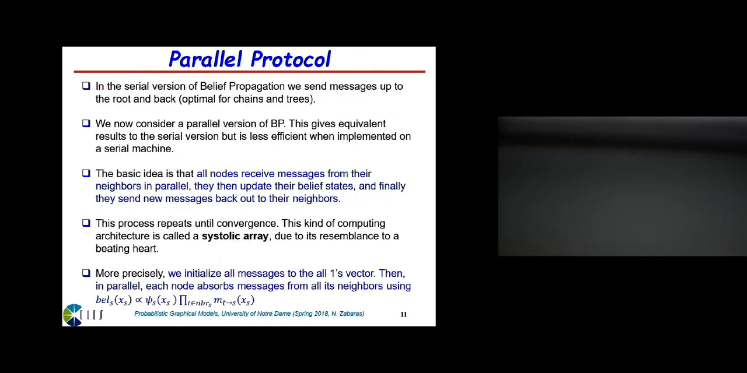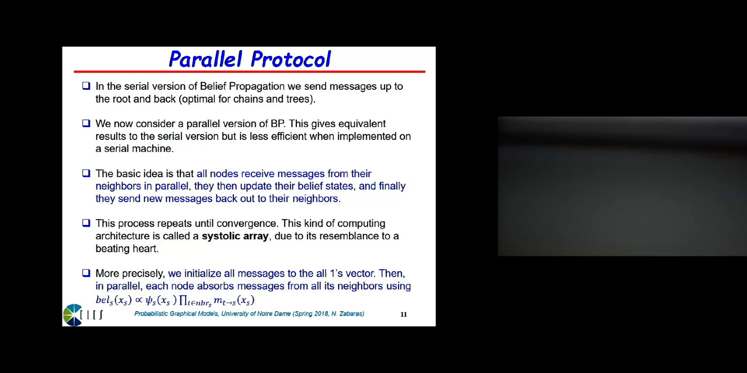All right, so the parallel protocol, basically, in simple terms. Here, we already explained it. You go from the leaves to the root to the leaves, and then you can calculate any marginals of interest, and you can calculate the belief states. But actually, what you can do is initialize all the messages to something, and that can be arbitrary, let's say equal to one.